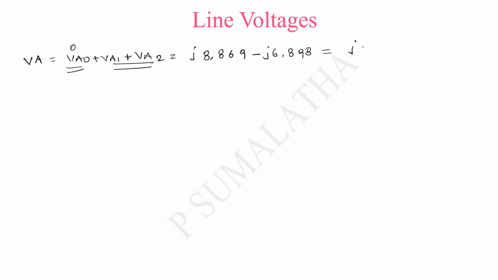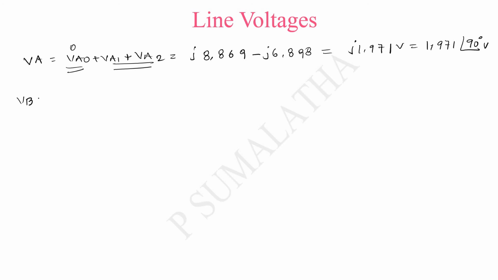We know VA is equal to VA naught plus VA1 plus VA2. Anyway, VA naught value is equal to 0, so if you substitute the remaining two values, we will get 8869 at an angle 90 degrees. 90 degrees can be written as j8869 because we are doing summation here. For the summation, it is easy to use the rectangular forms, and it is 6898 volts. This can be written as j1971 volts, that is equal to 1971 at an angle 90 degrees volts.